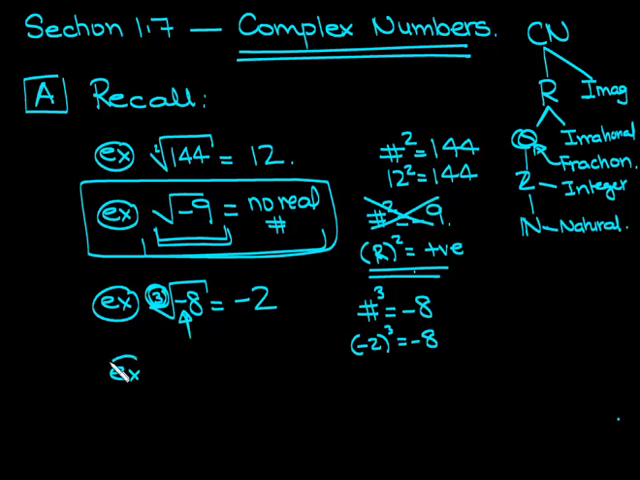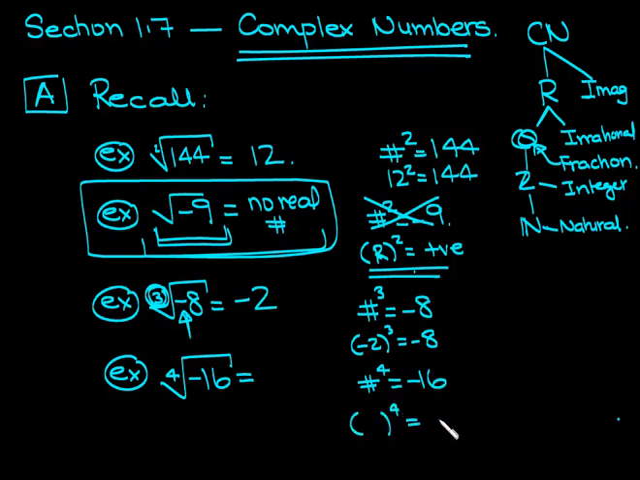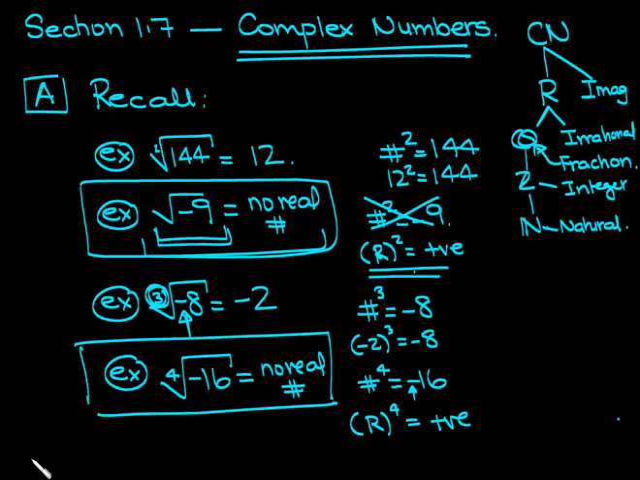For example, the fourth root of negative 16. What is that? I want to take some number to the fourth power and get negative 16. Any real number taken to the fourth power gives a positive number, so there's no way we can get a negative number back. That tells me there's no real number that works that way. So you can see the reasoning why we need complex numbers: we want to be able to take square roots, fourth roots, sixth roots of negative numbers. So let's go ahead and define complex numbers.